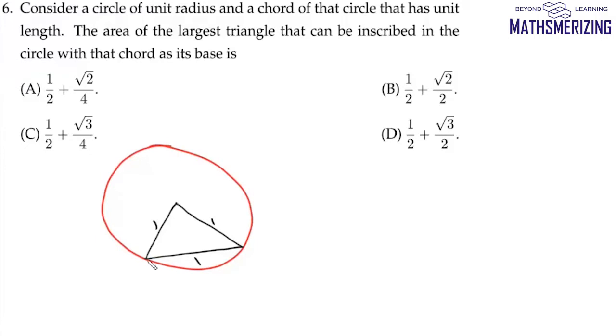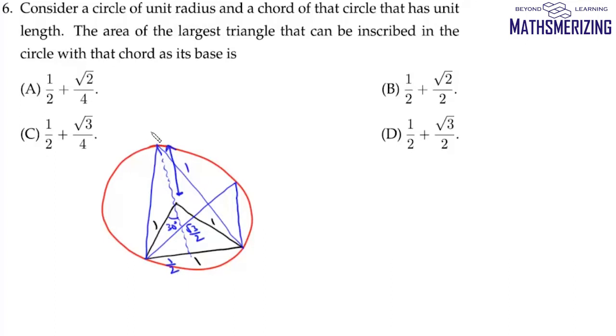Now we construct a triangle with this chord as base. We know that area of triangle is half base into altitude. So this triangle will have the maximum area when this height is maximum. So this height will be maximum when we have this triangle. Now since it is an equilateral triangle, this angle is 30 degrees. This length is 1 unit and this length is also 1 unit. Now this is 1 cos 30, and 1 cos 30 is root 3 by 2, and this is 1 sin 30 and it will be 1 by 2.